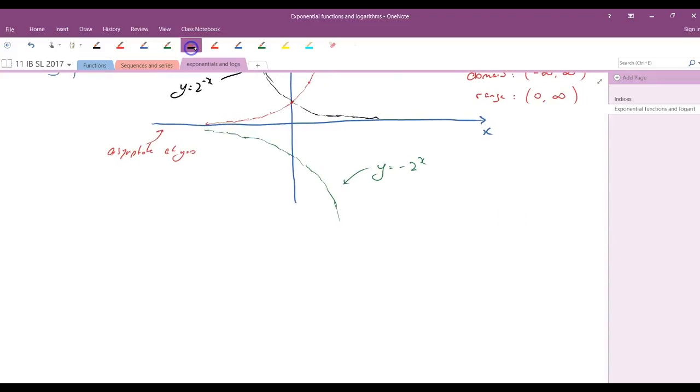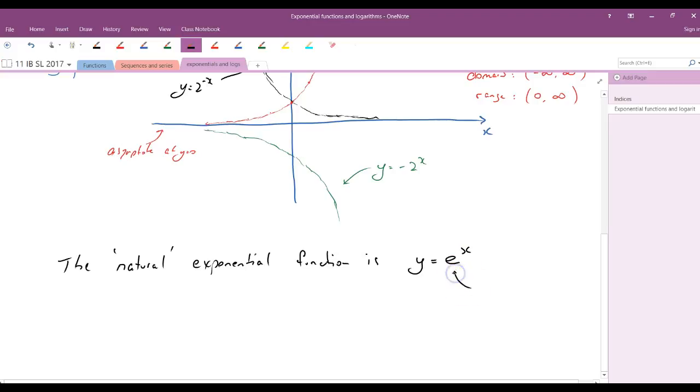Okay, I want to refer quickly to the natural exponential function. Now the natural exponential function, I'm going to hold off on explaining the significance of this value, but the natural exponential function is y equals e to the power of x. Now this value of e is a constant like pi. It's an irrational number. It goes on forever and ever, 2.71, etc.